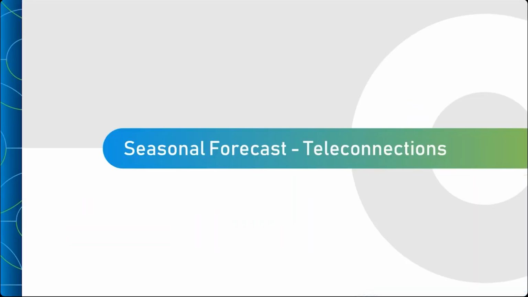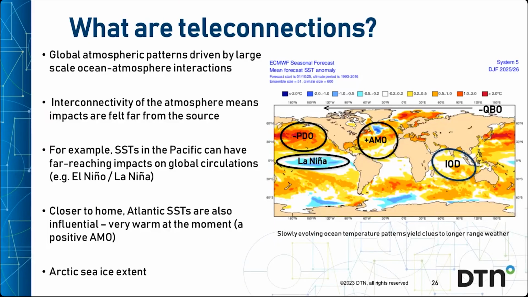So on to teleconnections and our main seasonal drivers. Well, first off, what exactly are teleconnections? Well, these are patterns driven by large-scale ocean atmospheric interactions, and we have some of the main ones marked here. Atmospheric connections over vast distances mean that phenomena in one part of the world can have an effect in a distant other part. And the most well-known of these is, of course, the ENSO cycle, La Nina and El Nino. And the La Nina shows up pretty clearly in this seasonal forecast of sea surface temperatures from the ECMWF model for December through February.